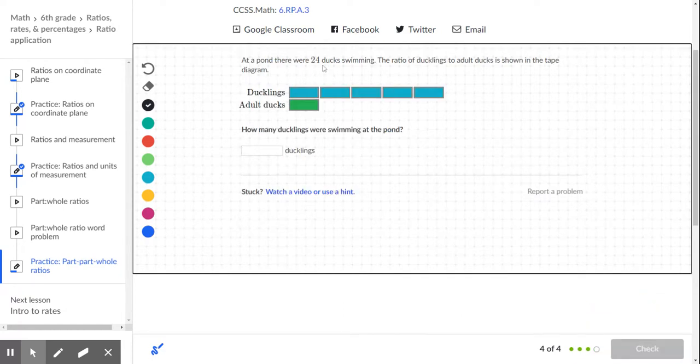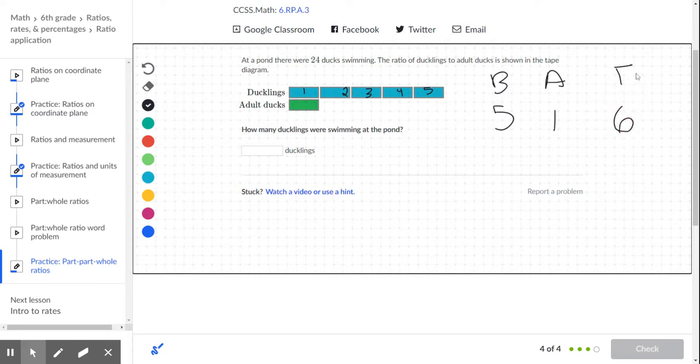On this one at a pond, there were 24 ducks swimming. The ratio of ducklings to adult ducks is shown in the tape diagram. So I had 1, 2, 3, 4, 5 ducklings. I'm going to put a B for baby ducks instead of ducklings. So 5 babies. When it came to the adults, there was 1 adult. 5 plus 1 is 6, so that means I have a total of 6.